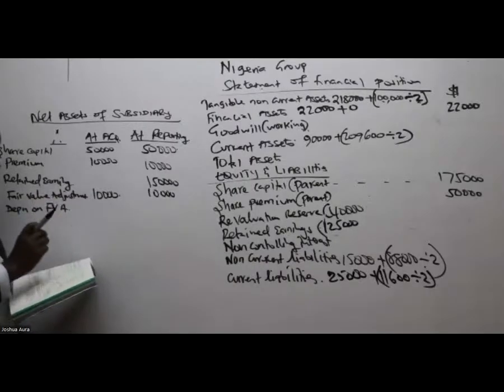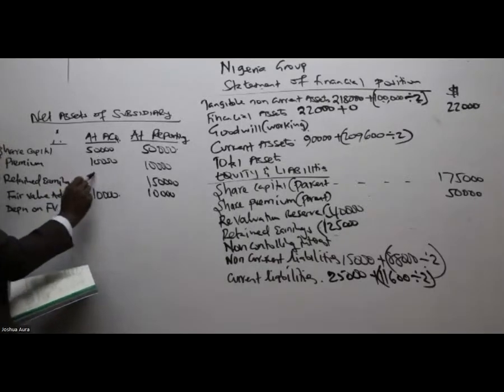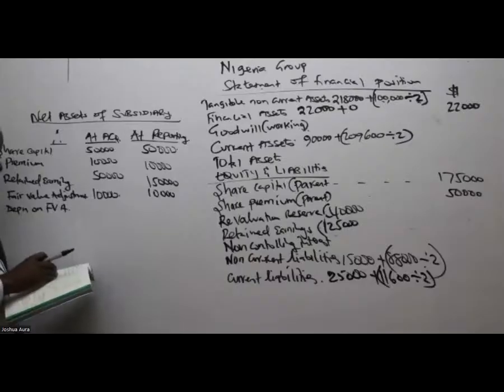If you read note number 1 very well, they told us Nigeria acquired 40,000 shares in Lagos on the first day of the accounting period for DN 400,000, when the retained earnings were DN 50,000. Retained earnings at acquisition were 50,000. I'm reading note 1 again: Nigeria acquired 40,000 shares in Lagos on the first day of the accounting period for DN 400,000, when retained earnings were 50,000.